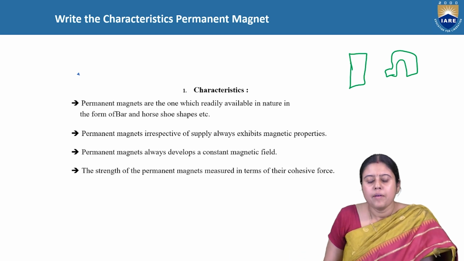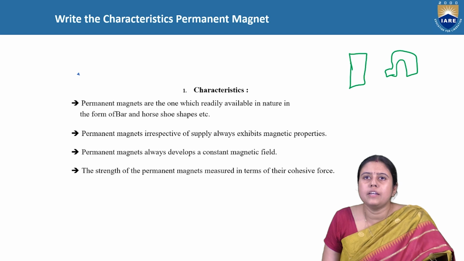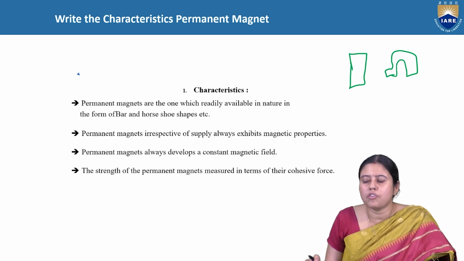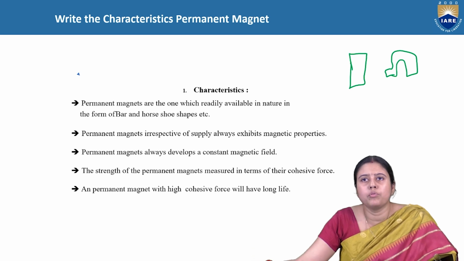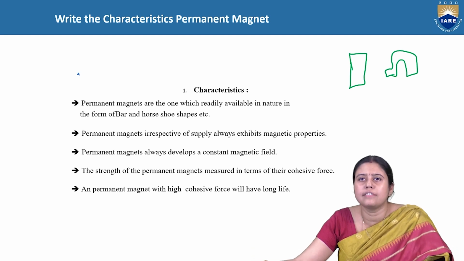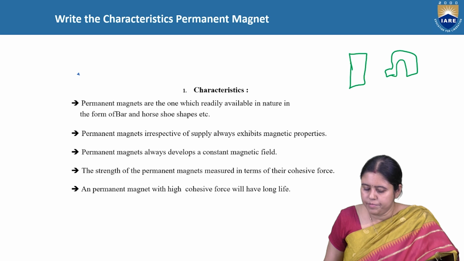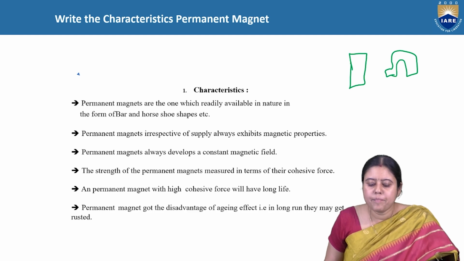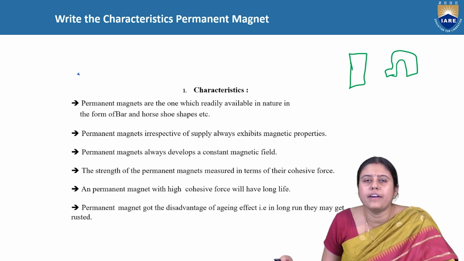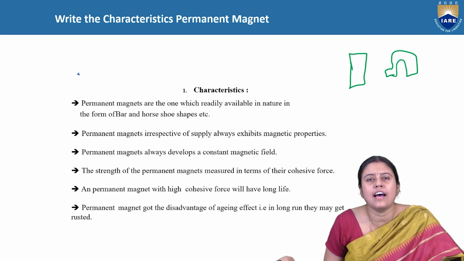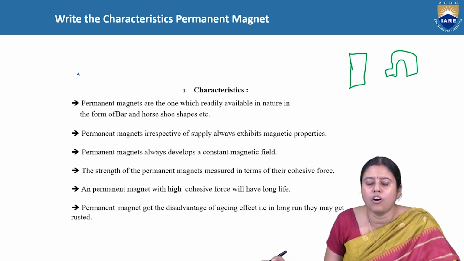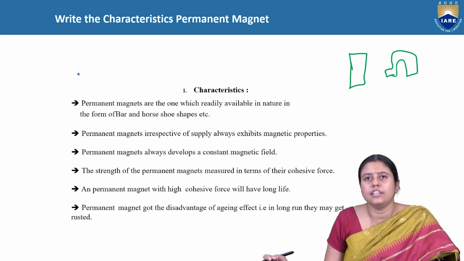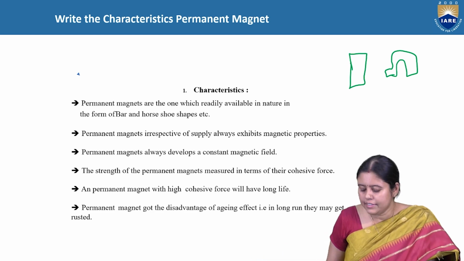The strength of the permanent magnet is measured in terms of its coercive force. A permanent magnet with a high coercive force has a long life. A permanent magnet has the disadvantage of ageing effect, as this is a natural thing. Due to corrosion, it will deteriorate. This is a disadvantage of the permanent magnet.